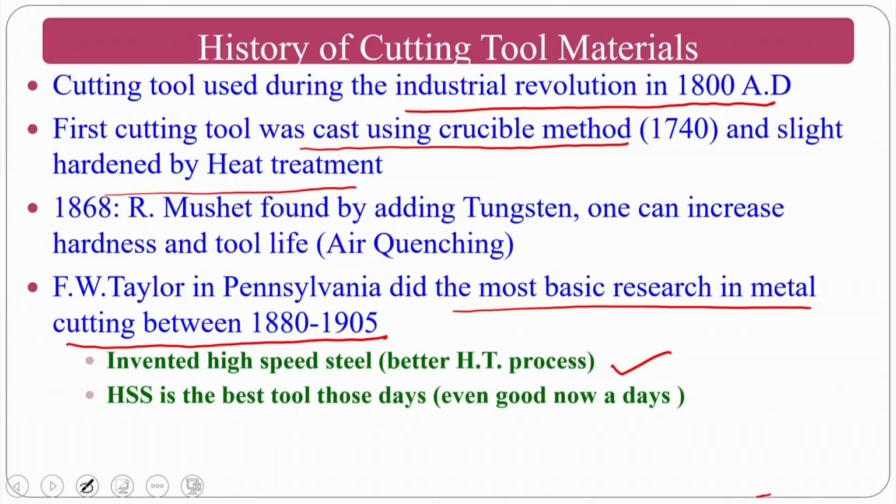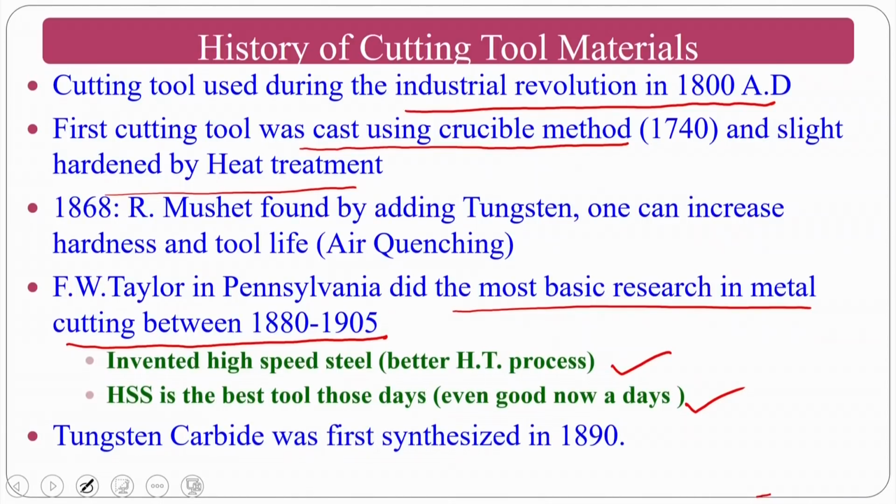HSS, even nowadays people use it, and the carbide tool was first synthesized in 1890. This is about the history. So 1800 AD it started, and the basic research on cutting tools was done up to 1905. Around 1880 to 1890 the tungsten carbide was also synthesized.